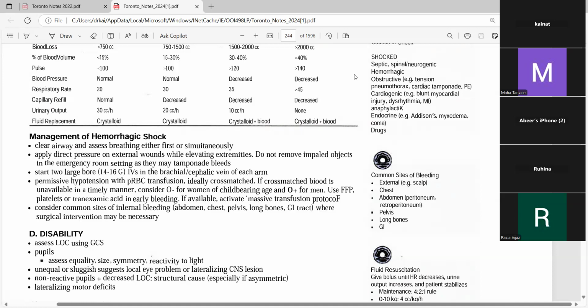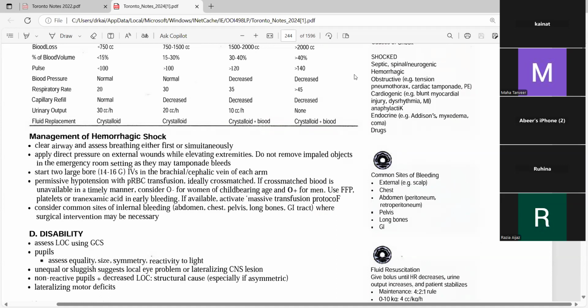Then start 2 large bore IV lines in the brachial and the cephalic vein of each arm, depending on if the veins are visible. Then permissive hypotension with packed RBC transfusion, ideally cross-matched. If cross-matched blood is unavailable, then we go for O negative for women of childbearing age and O positive for men. Use fresh frozen plasma, platelets, or tranexamic acid in early bleeding, not in late bleeding. If available, activate the massive transfusion protocol. Then consider the common sites of internal bleeding.